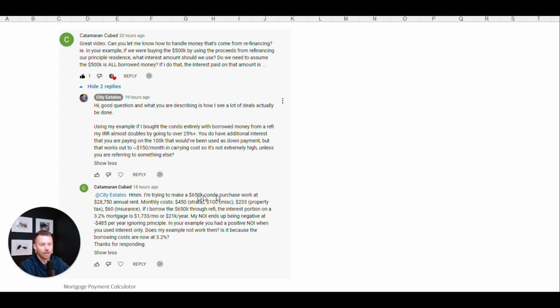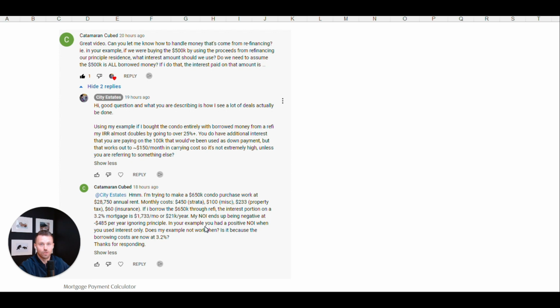So once you back that out of all of these expenses, out of the revenue that you're going to get, he or she ends up with negative cash flow even when just backing out the interest portion. So obviously, when your net operating income is negative, does this example work? Well, in that case, it does not work. It makes absolutely no sense to do this.